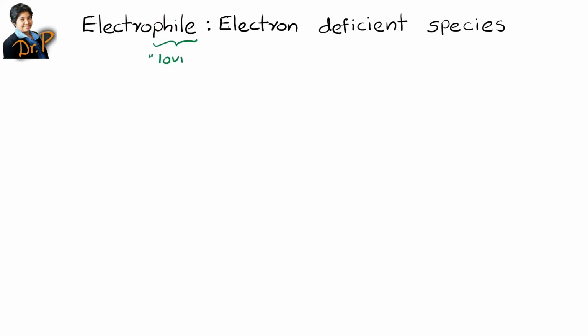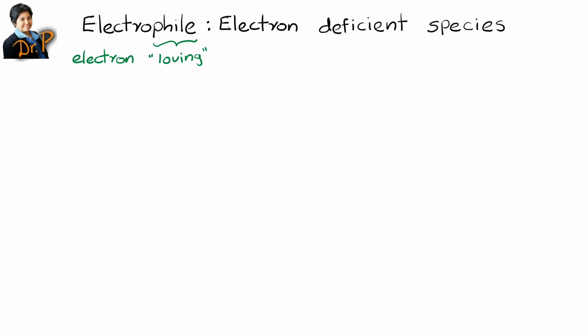Now you know the term electrophile is used to describe electron-deficient species. This part of the word, phile, in Greek means loving. So the word electrophile means electron loving. Think about the charge of electrons. Electrons are negatively charged. That means electrophiles love negative charges.